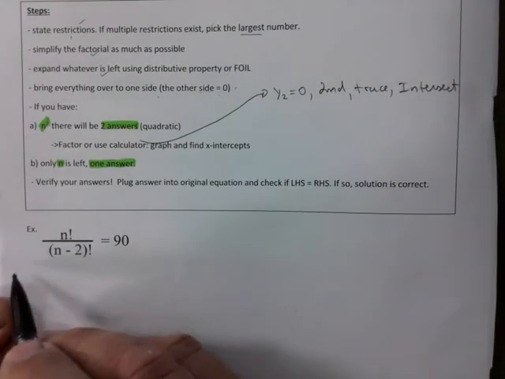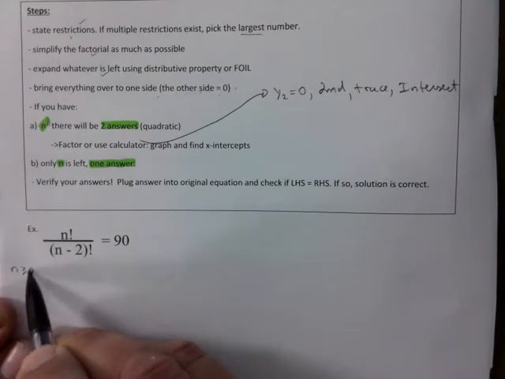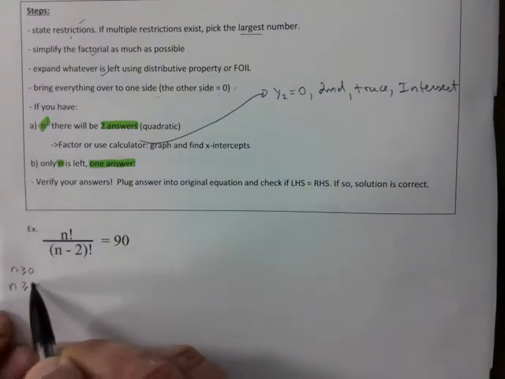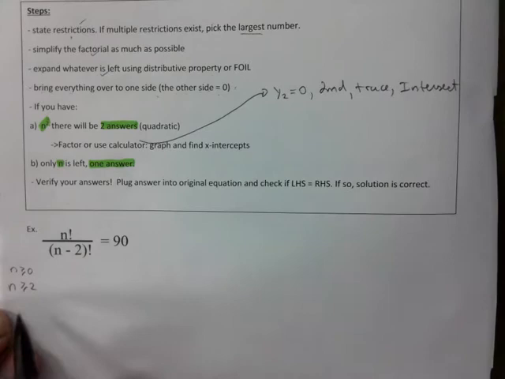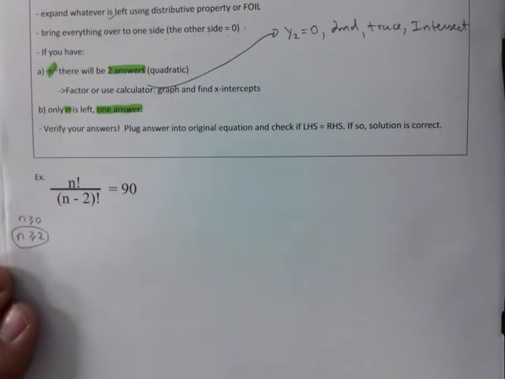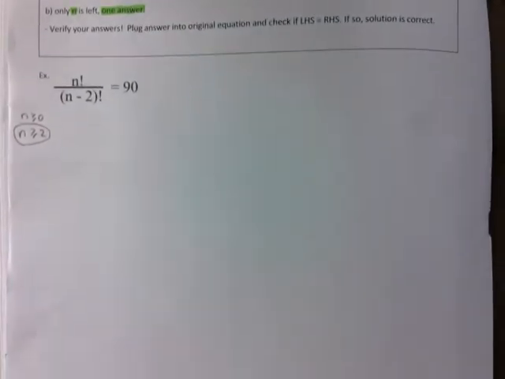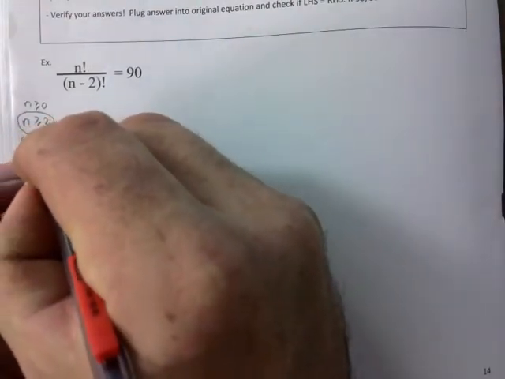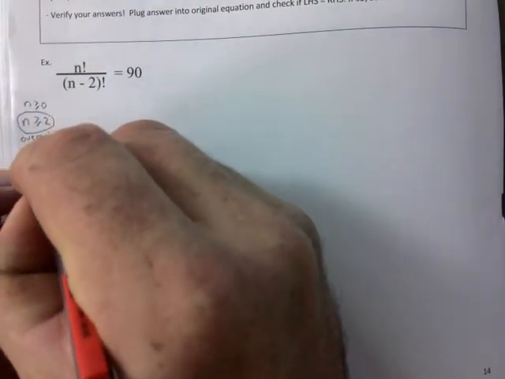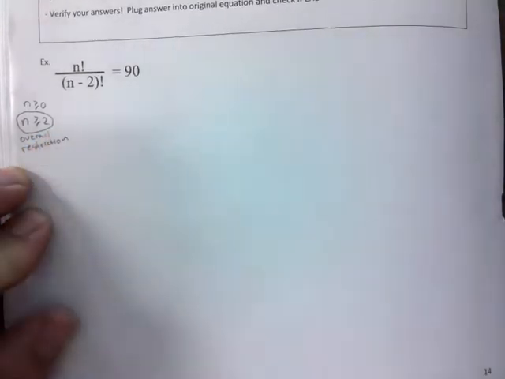So let's start with our restrictions. n is greater than 0 at the top. n is greater than or equal to 2 at the bottom. This is my greater overall restriction, okay? Let me just go up a bit here so you guys can see. Okay, overall restriction.